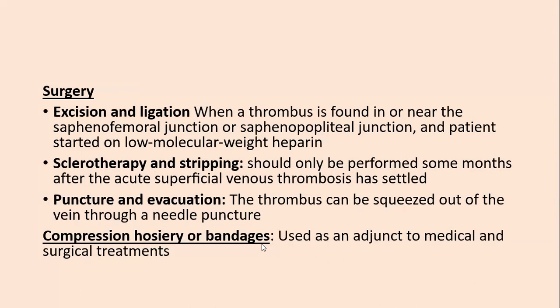Surgery. Excision and ligation: when thrombus is found in or near the saphenofemoral junction or saphenopopliteal junction, and the patient is already started on low molecular weight heparin, the superficial vein should be excised and ligated. Sclerotherapy and stripping should only be performed some months after the acute superficial thrombus has settled. In puncture and evacuation, the thrombus can be squeezed out through a needle puncture. Then compression hosiery and bandage are used as an adjuvant to medical and surgical treatments.